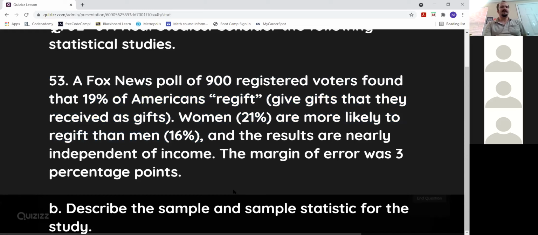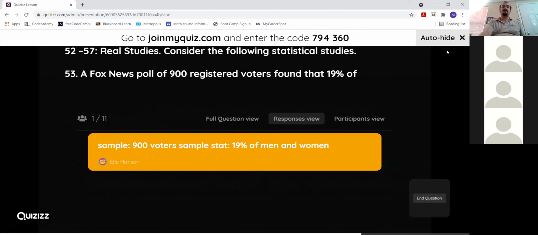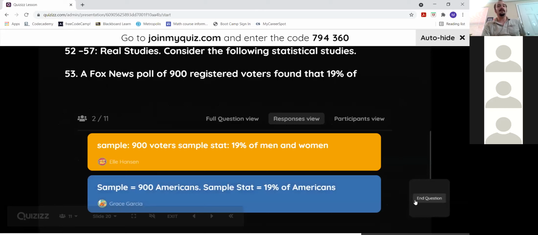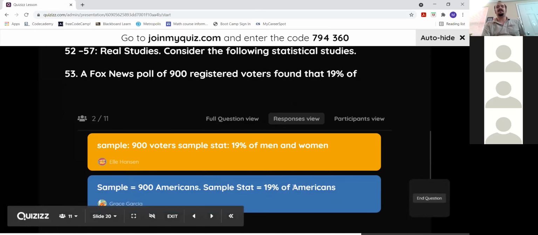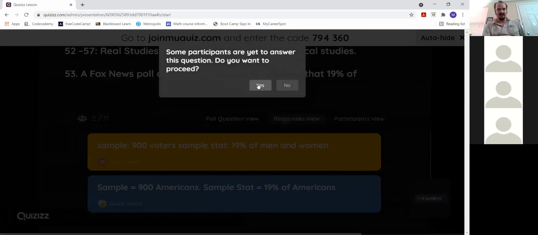So I know I probably said this in the notes, but one of the really good things about statistics is that it doesn't always tell you what things are, but it tells you what things are not. It's a really good sort of bullshit detector. It lets you know when someone's claim that they're making is not true, or it can. Sample statistic would be, yes, the percentage of Americans that do or do not regift.